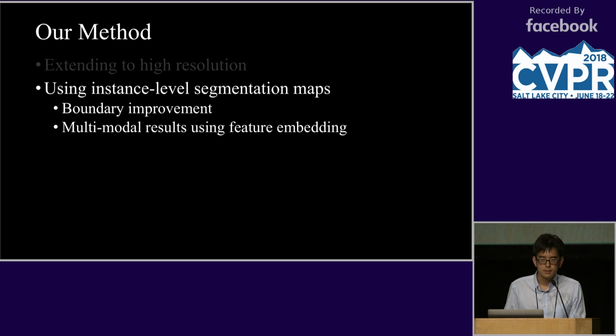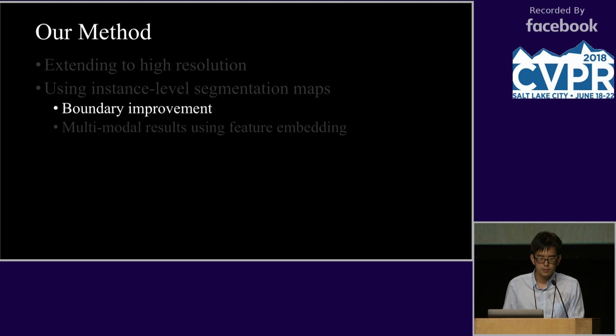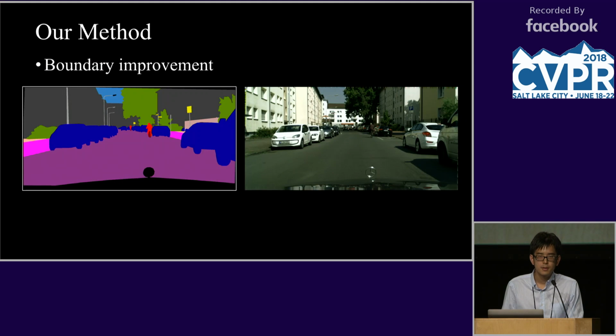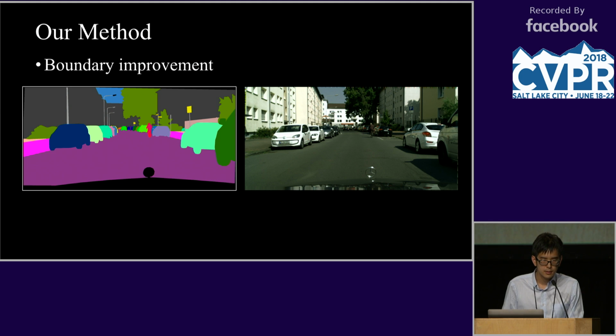Next, we adopt instance-level segmentation to further improve the results. We use it for two different purposes: to improve the object boundaries and to generate multimodal results. For boundary improvement, suppose you are given a label map like this. Using this map alone, it's very difficult to differentiate between different cars in the image. But if you are given an instance map like this, it becomes much easier.